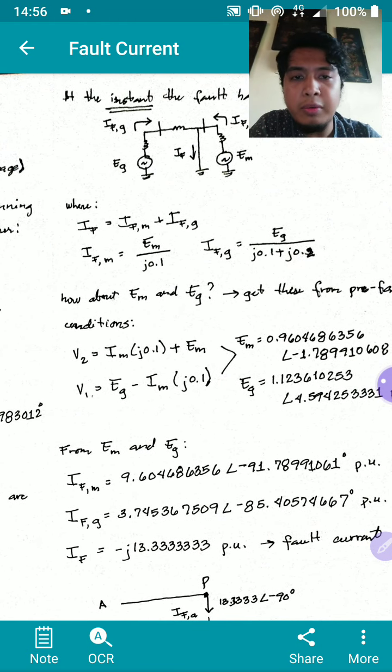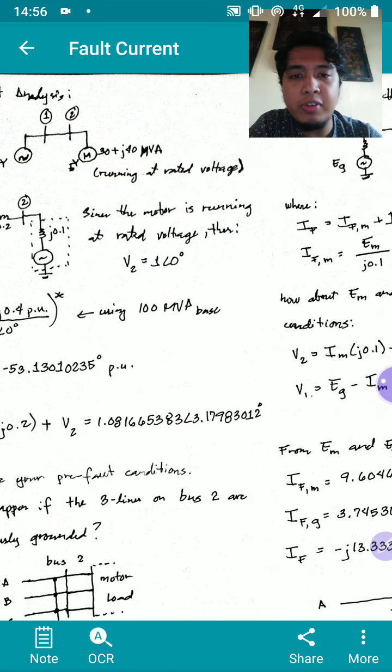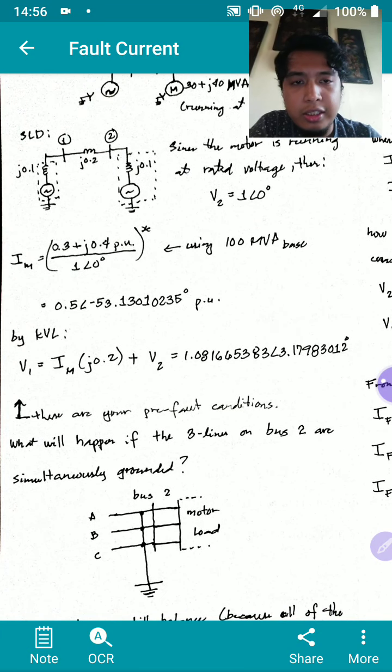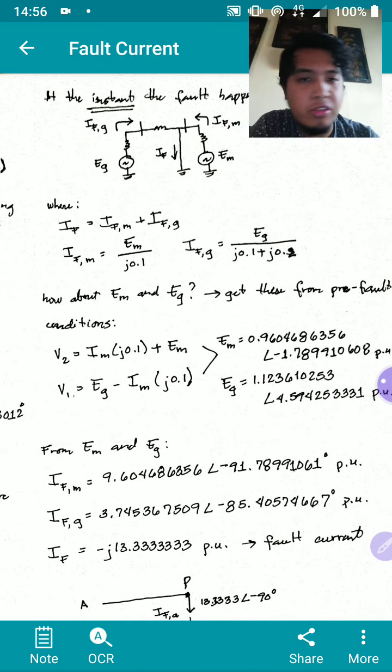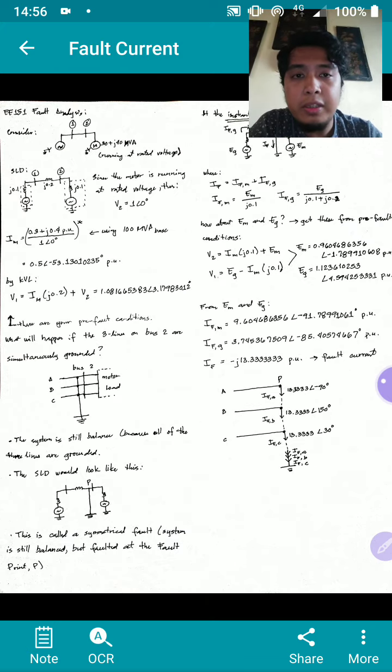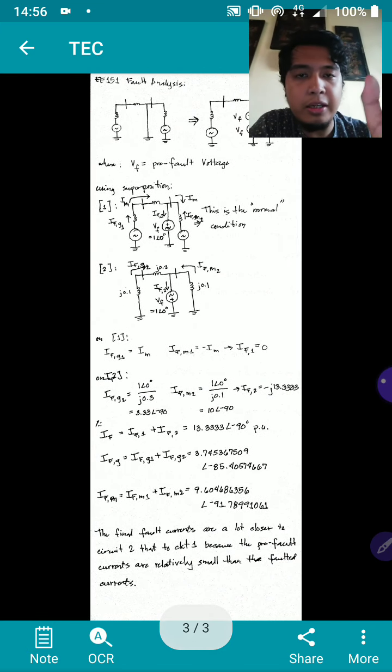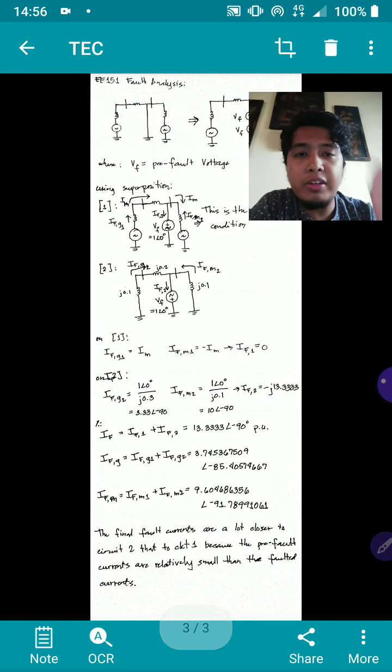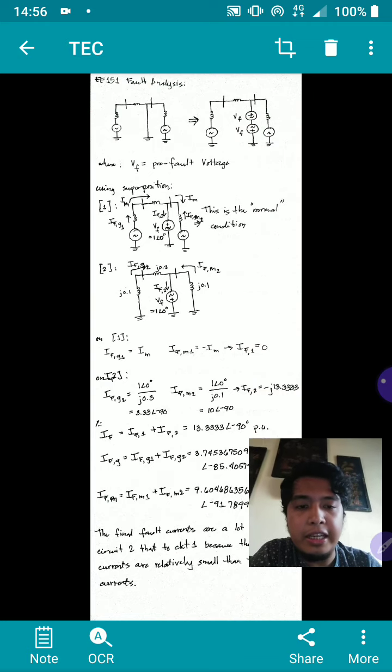Okay, so I think one of our takeaways from the previous discussion is that you want to solve for the pre-fault conditions first, including the pre-fault voltages, then the pre-fault EMFs. Now, I'll show you how we use the Thevenin equivalent circuit in your fault analysis.